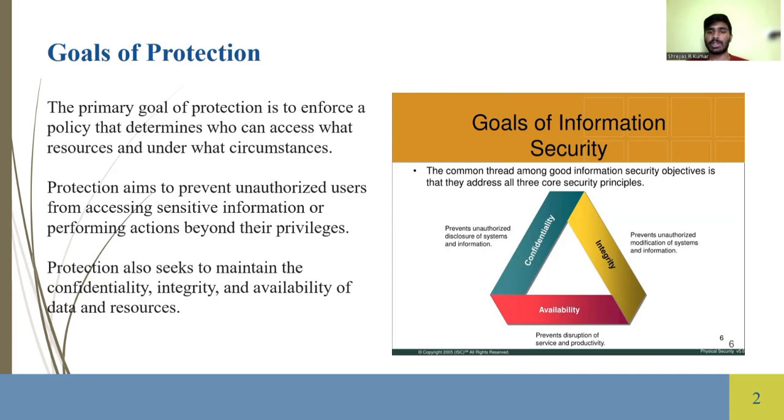Goals of information security. The common thread among good information security objectives is that they address all three core security principles. The three security principles are confidentiality, integrity, and availability. Confidentiality stands for preventing unauthorized disclosure of systems and information. Integrity stands for preventing unauthorized modification of systems and information. And availability stands for preventing disruption of service and productivity.